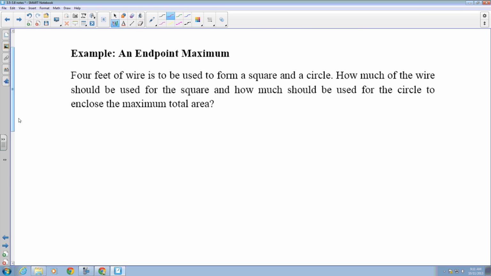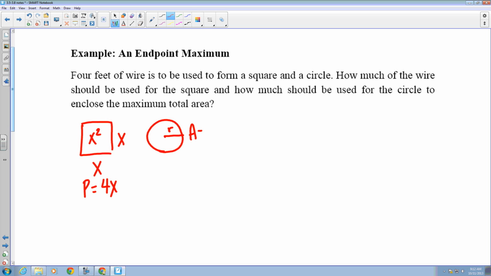We have one more problem. We have 4 feet of wire that is used to form a circle and a square. How much of the wire should be used for the square and how much of it should be used for the circle to enclose the maximum total area? So we have a square, which means that all sides are the same. Area is x squared, perimeter is 4x. And we also have a circle. Radius r, the area is pi r squared, and circumference is 2 pi r. We know these things.